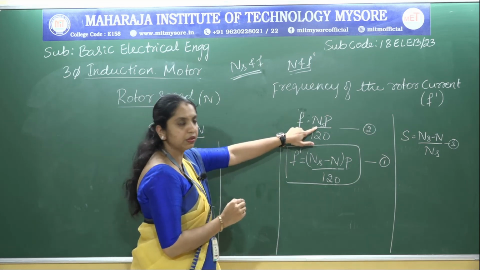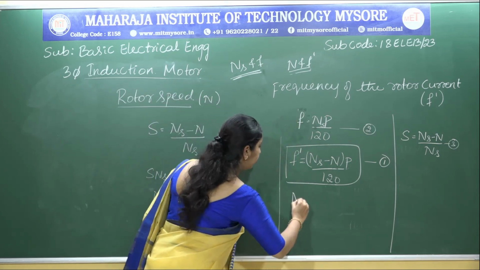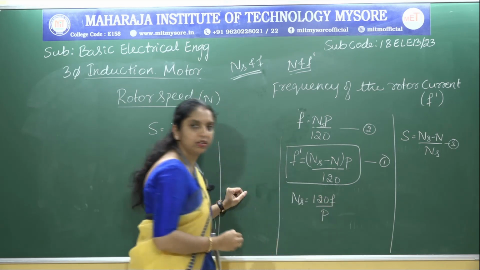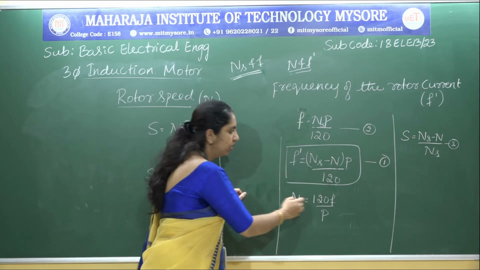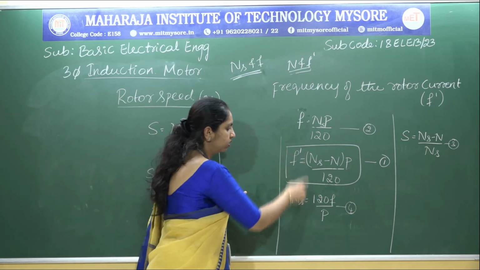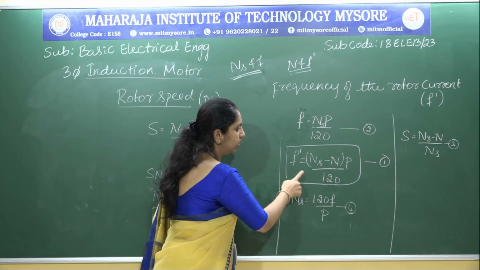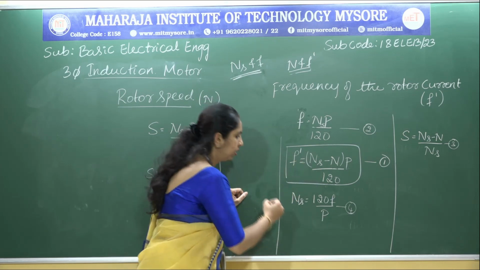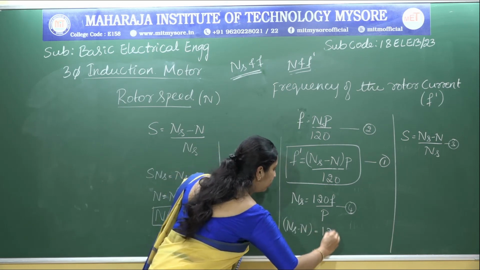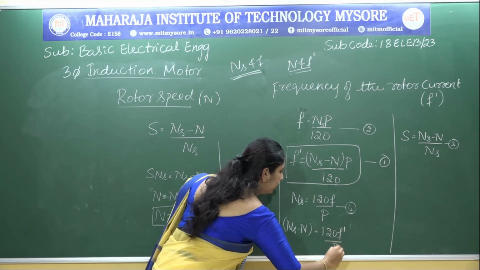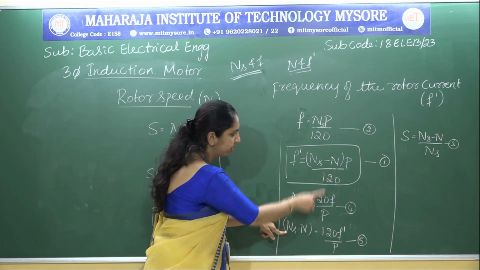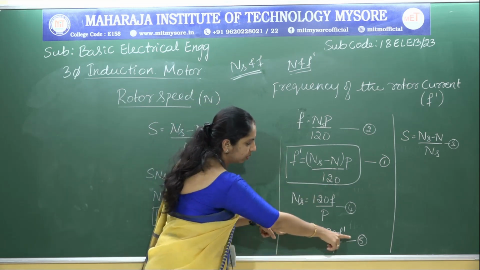Can we get only ns from the equations? Of course, ns is equal to 120 f divided by p, which we have obtained from equation 2. Let us call this equation 4. Similarly, can we get ns minus n from equation 1? Of course, ns minus n can be considered as 120 f dash divided by p. Let us call this equation 5.